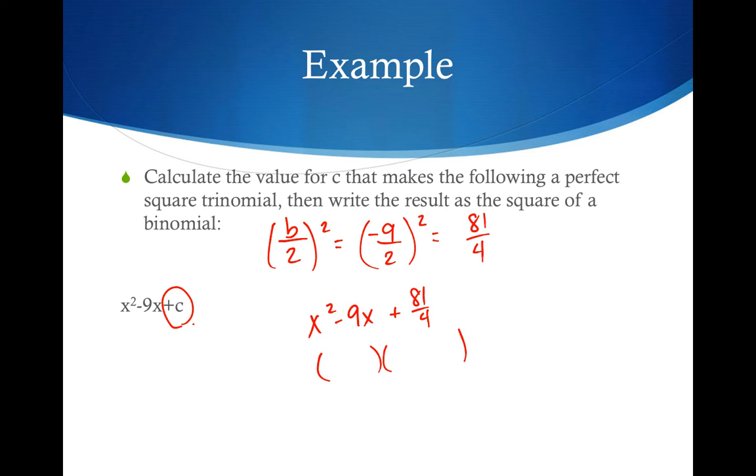We want to leave it as the fraction because we're going to factor, and it seems like it's going to be really tricky. What are we going to do so that we can multiply those numbers to 81 over 4 so that they'll add to negative 9?